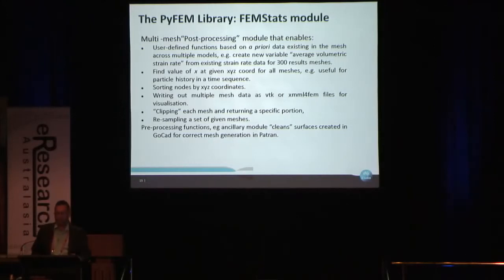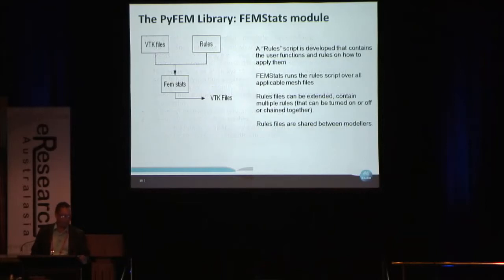There are some pre-processing functions that we added. There were certain problems with some of the GoCAD surfaces not being accepted into packages like Patran that requires a completely watertight volume, and you can do that sort of thing with this module as a preprocessor. The FEMstats module basically runs with a set of rules. These rules are written initially by us and then on the request of modelers. However, from that point on, they can add their own rules. One rule script can have multiple rules in it, and the modelers can share these things.